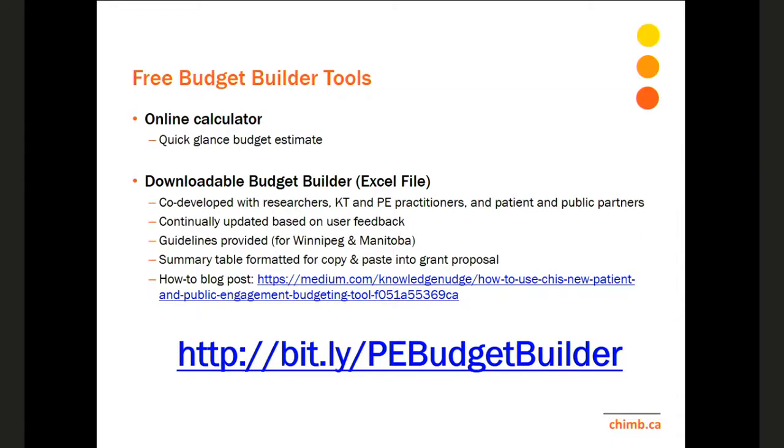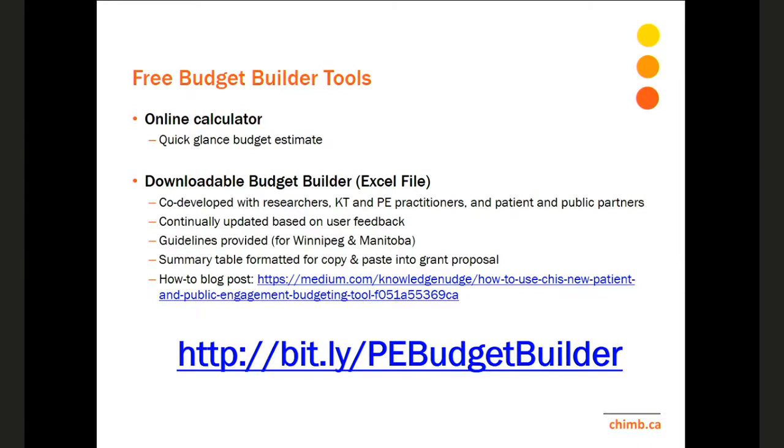We do provide some guidelines for amounts. These are specific to Manitoba and sometimes Winnipeg, but I think a Google search could help you find something similar depending on where you are. And we did include, also at the request specifically of researchers, a summary table, which is formatted as a one-pager that pops out the numbers at the end. You can pop that into a grant or funding submission, so hopefully that's helpful. And we do have a how-to blog post as well.